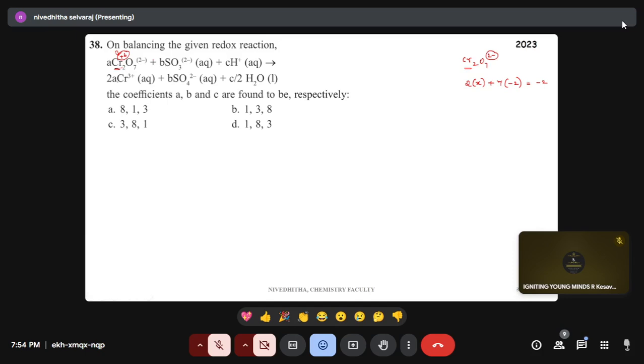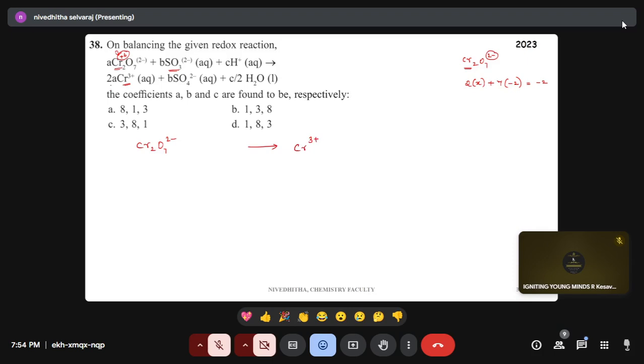And in product side, the oxidation state of chromium is 3 plus. So basically, chromium is getting reduced. And basically here, it was sulfite, which is SO3 2 minus, and this is getting converted into SO4 2 minus. Here, the oxygen was added, so this is the oxidation reaction. So I'm going to write the reduction reaction and oxidation reaction separately and balance both the reactions. So the reduction reaction is Cr2O7 2 minus, which is getting reduced to chromium 3 plus.